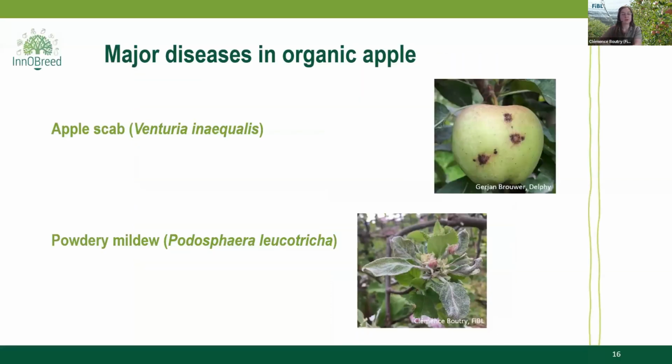Now we move on to the presentation of the two major diseases and their life cycle, and also how to control them, because you should know your enemy to best fight it. So we have apple scab, Venturia inaequalis, and we have powdery mildew, Podosphaera leucotricha.